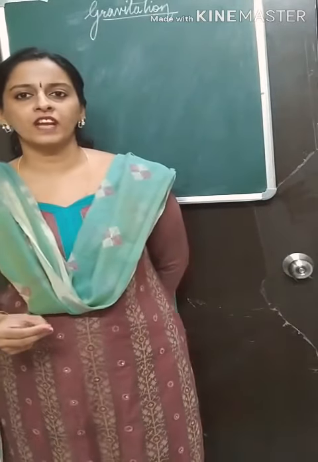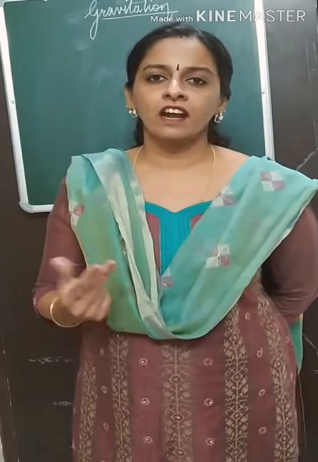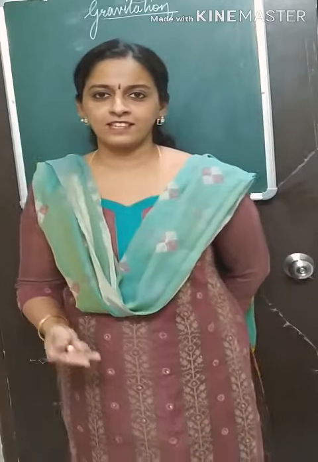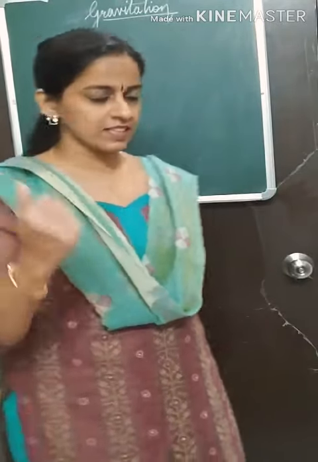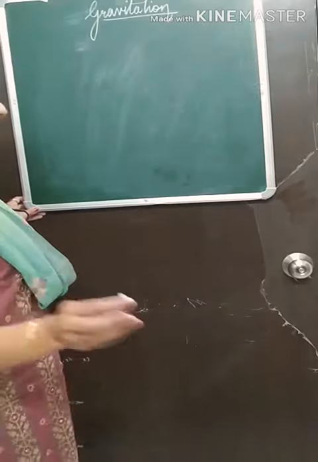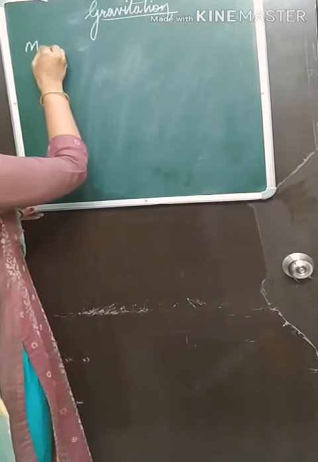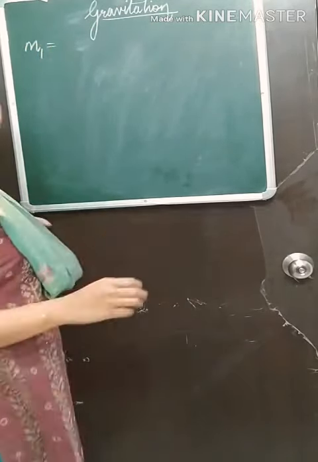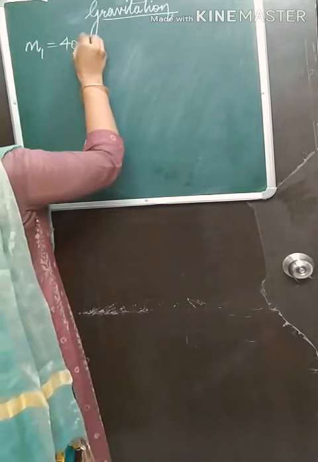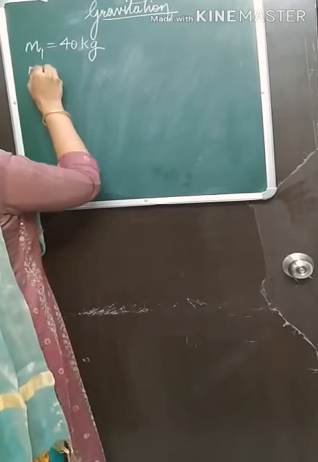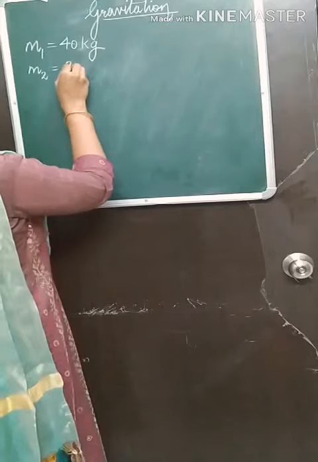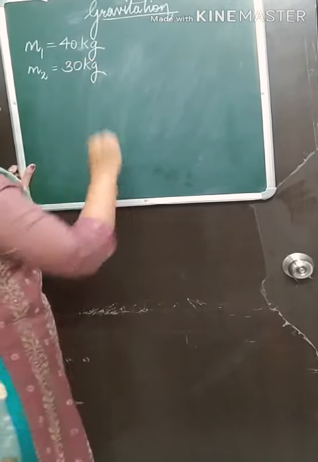Write down. Calculate the gravitational force acting between two friends sitting close to each other. Okay, so let's get started. Let us take the mass of the first friend as, we will take easy numbers, 40 kg, and the mass of the second person we will take as 30 kilogram.